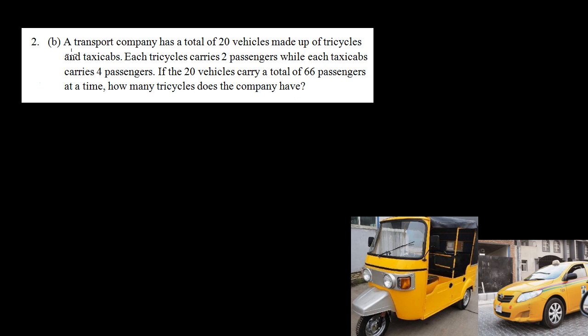Now, let's go to the first part of the question. This is a simultaneous equation type of question. A transport company has a total of 20 vehicles made up of tricycles and taxicabs.